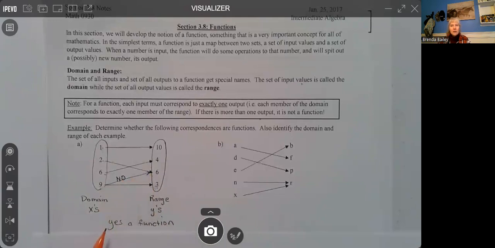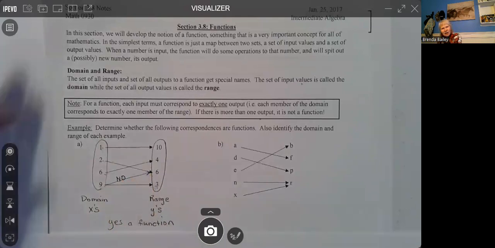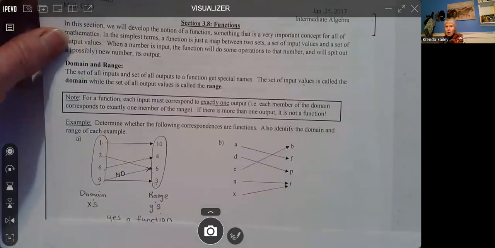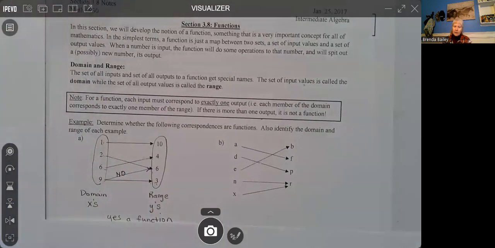All righty. Let's look at B. And sometimes if this is all new to you, you can always stop the video. You can try looking at B. You can see, is it a function? What's the domain? What's the range? And then start it up again.